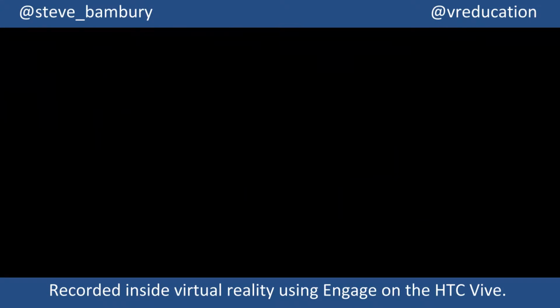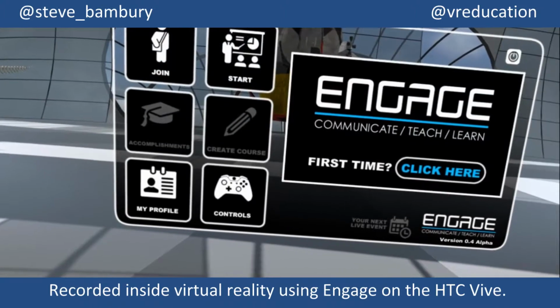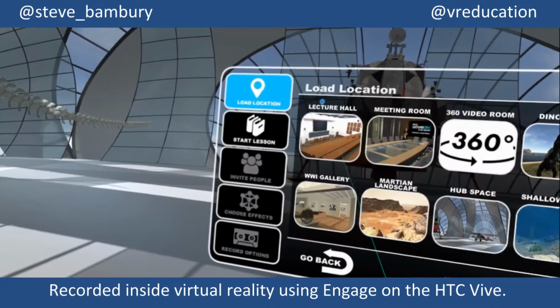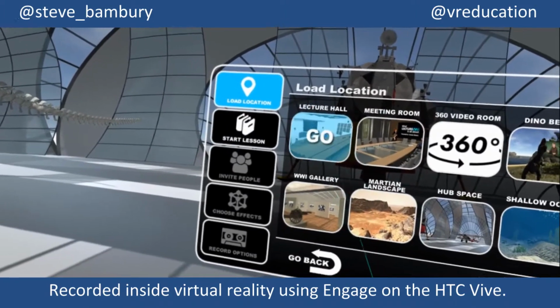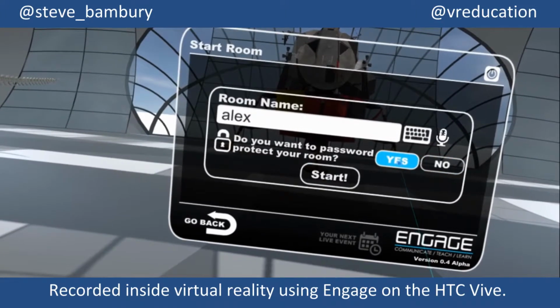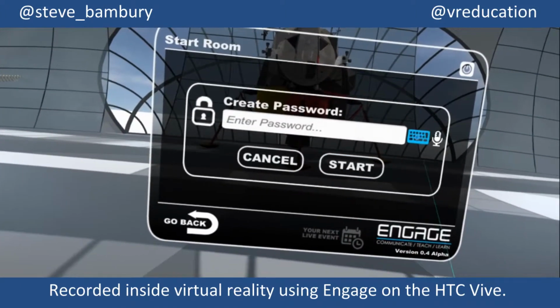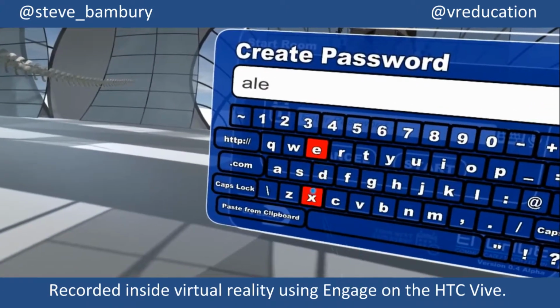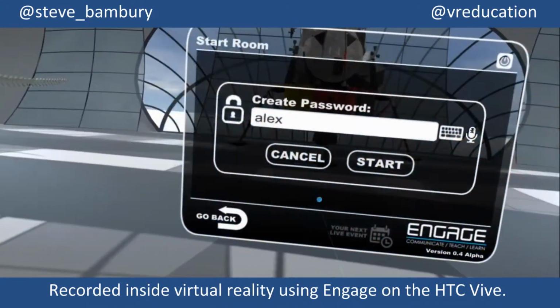I've been asked to give a little walkthrough as to how I've been using Engage to deliver professional development sessions for educators around the world inside virtual reality. So here we go. This is inside the Engage platform. I'm just setting up a room, putting a password on the room so that only the delegates that are registered for the session can actually access it. And here we go.